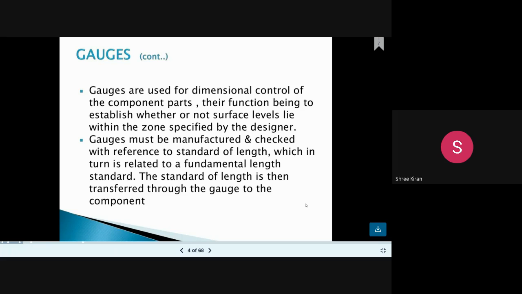The standard of length is then transferred to the gauge to the component. This is what happens with these gauges. So mainly the gauges are used for dimension control of the component parts, and the function being established is whether or not surface levels lie within the zone specified by the designer. So it is mainly used for dimension control of the component parts, and to establish the surface level, the fundamental length, and all such factors.